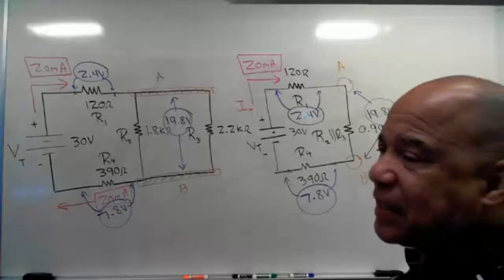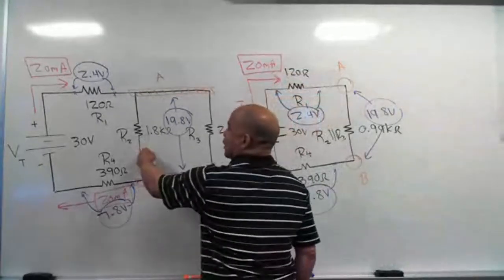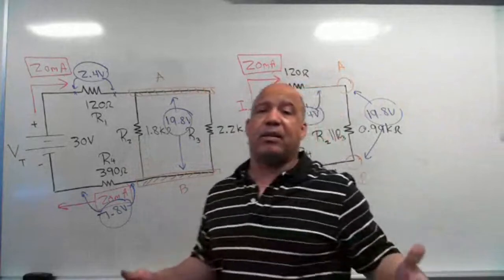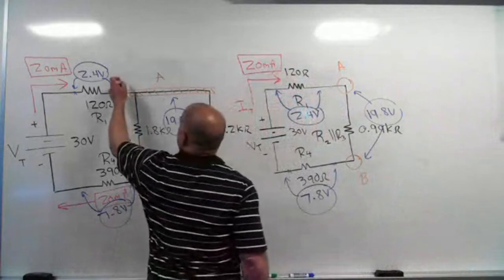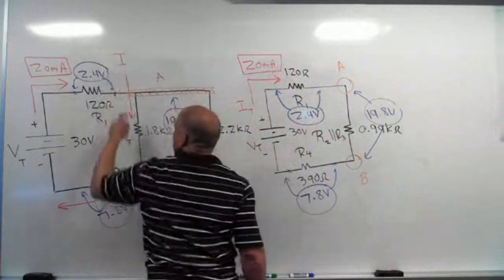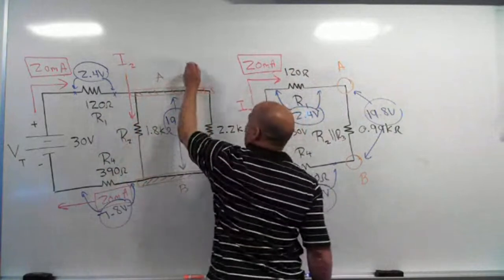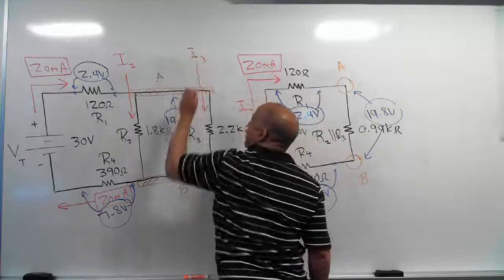Okay, I heard somebody say it, but his audio is real low. Somebody said the current. I don't know the current in this resistor. I don't know the current in this resistor. So the only thing left to find in this circuit for it to be solved is this current. That's R2, I'm going to call it I2. And I got to find this current. That's R3, I'm going to call it I3.